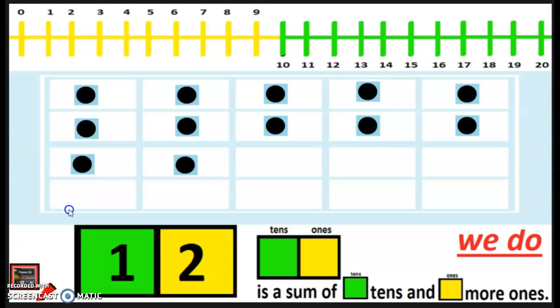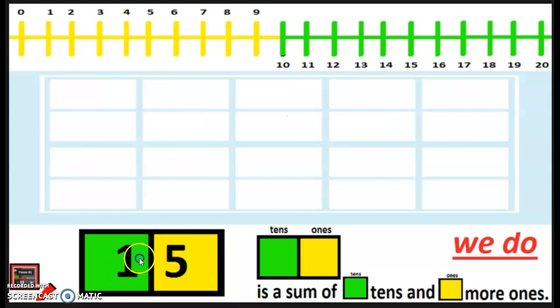Alright class, check your answer. The numeral is 12, so you should have shown me at least 12 counters. Did you get it right? Alright, let's do another one. If my numeral is 15, show me with counters and show me on your sentence what the numeral 15 is a sum of in terms of tens and ones. Pause this video. When you're ready, come back to me.